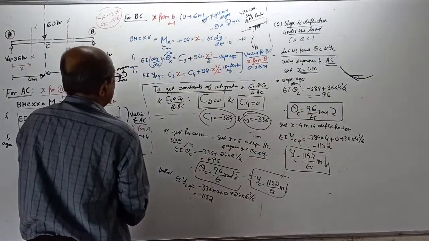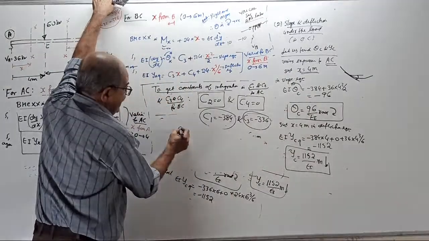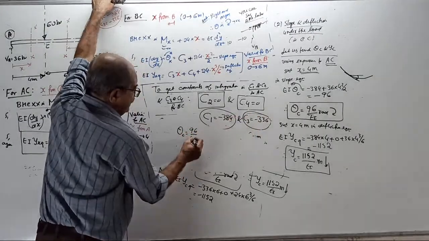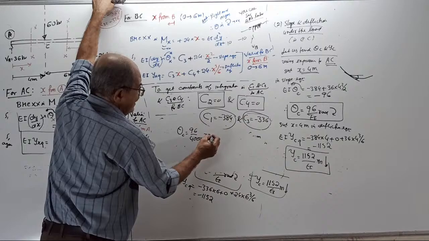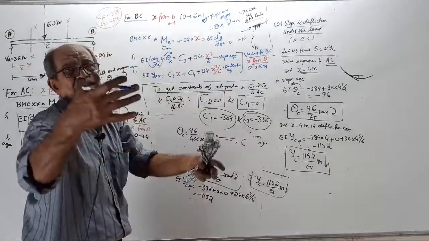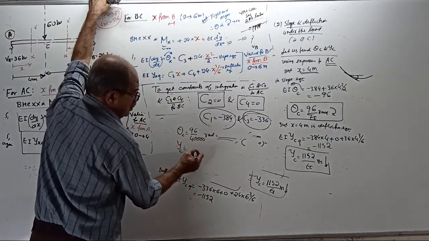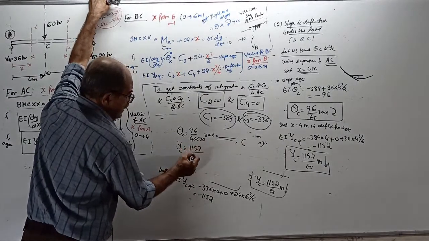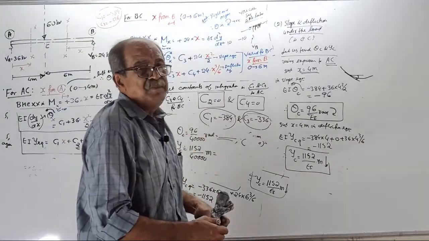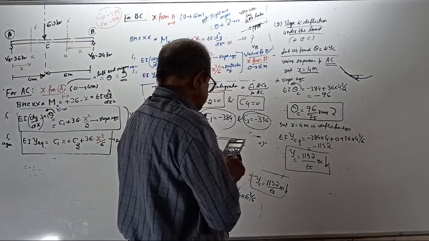Now, the closing part. Closing part means presentation. Therefore, theta C equals 96 by EI, which is 40,000, radian. Write the answer in radian, then convert to degrees, you only do it, not required for me. And deflection at C equals 1152 by 40,000 meter. Tell the answer, it will come in meters first. 1152 divided by 40,000 will come in meters.